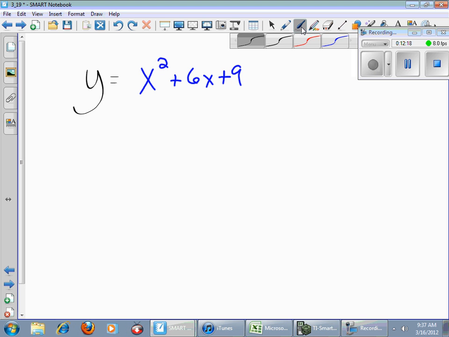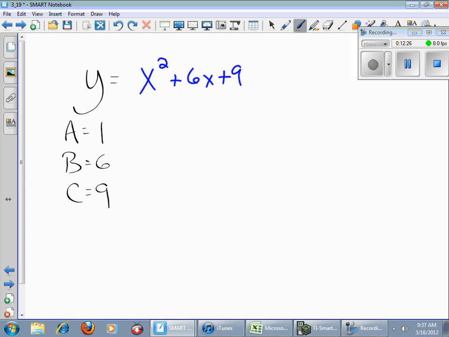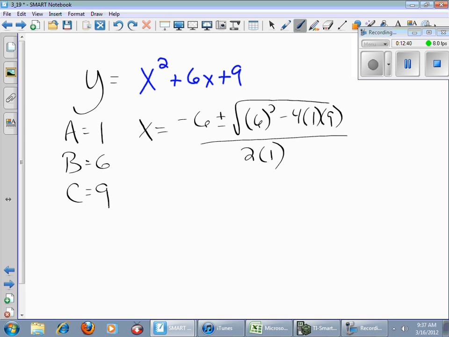So let me see here. A equals 1, B equals 6, C equals 9, right? So x equals negative b plus or minus the square root of b squared minus 4ac all over 2a. All right, then x is going to equal negative 6 plus or minus the square root of, yeah, this is 36, that's negative 36. You get 0. And that's over 2. So therefore, x is going to equal negative 3. Remember, my discriminant came out to be 0. I only have one solution.